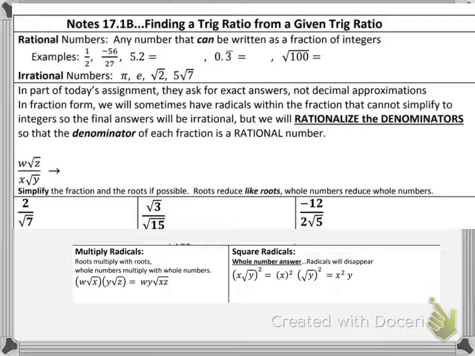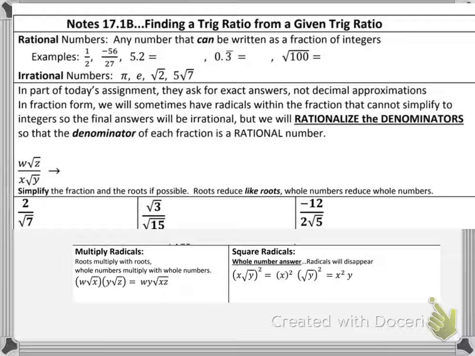17.1b notes. Even though the title is Finding a Trig Ratio from a given trig ratio, we start with a little bit about what a rational number is and how we rationalize denominators. I never know exactly how much of this got covered in IM2, so we'll go through it quickly. Skip to page 2 if you think you already know this stuff.